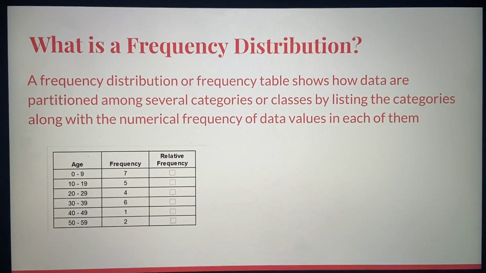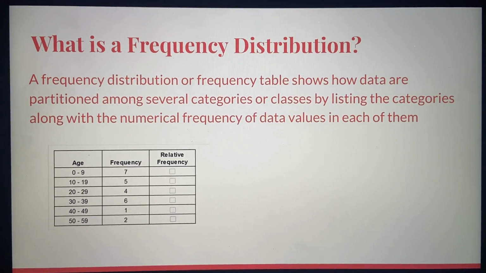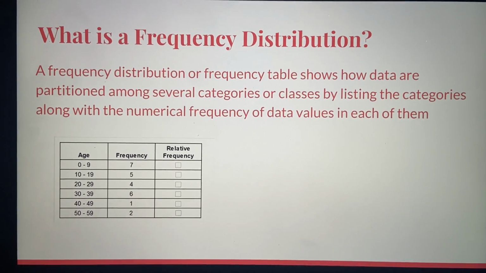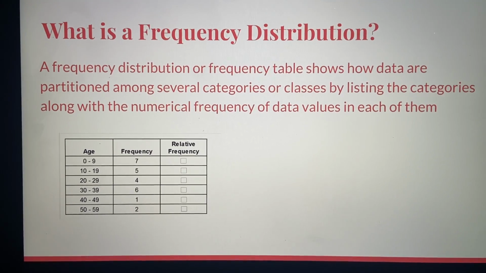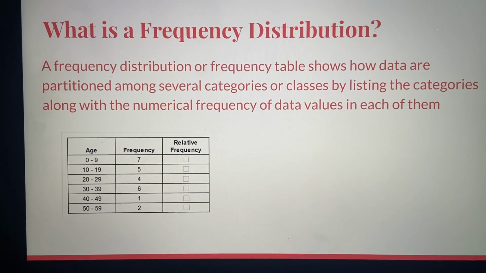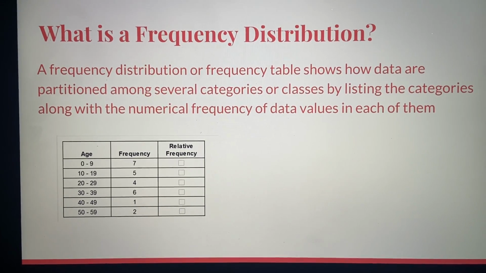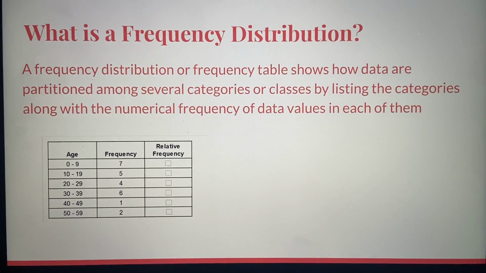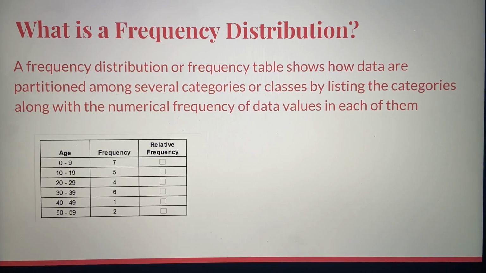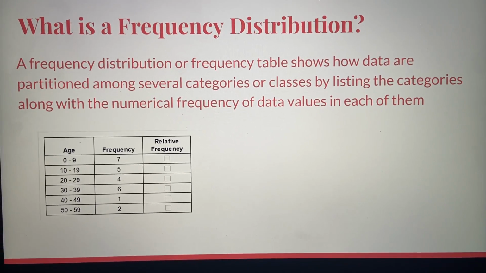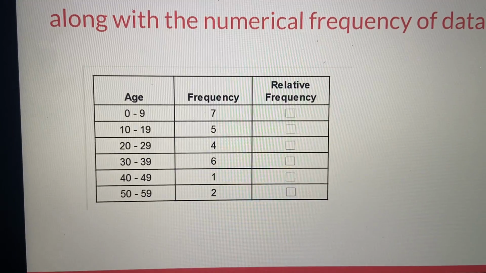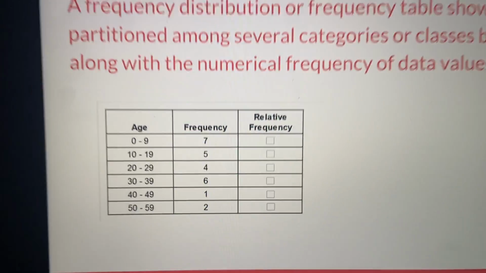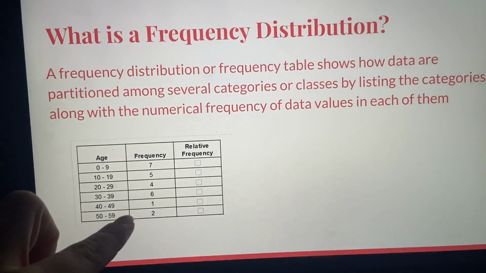What you may be asking is, what is a frequency distribution in the first place? A frequency distribution or frequency table shows how data are partitioned among several categories or classes by listing the categories along with the numerical frequency of data values in each of them. And this is what a frequency distribution table would look like, as you can see right here.